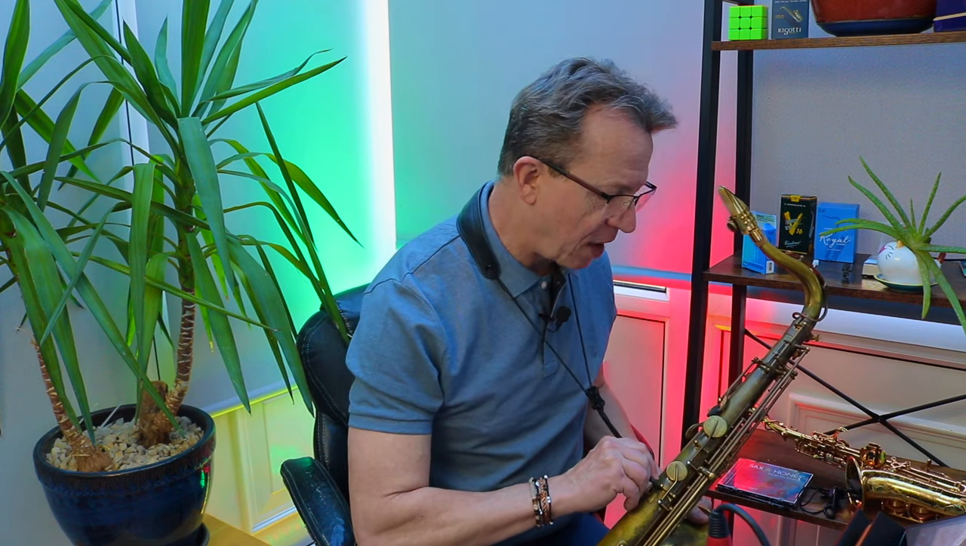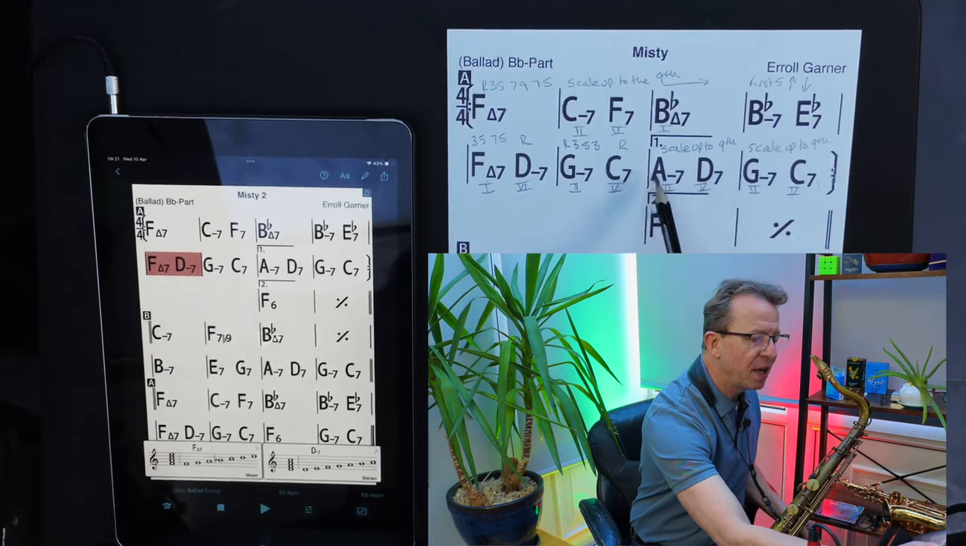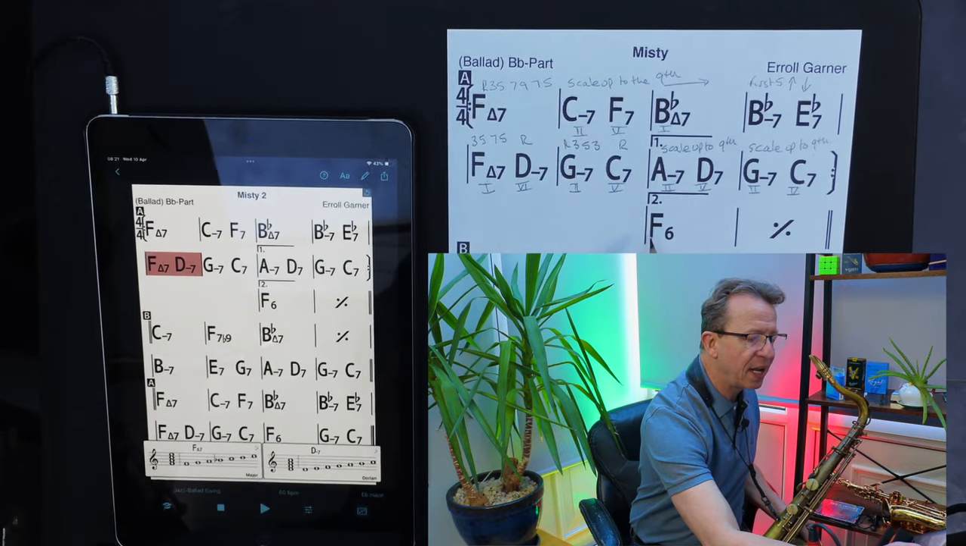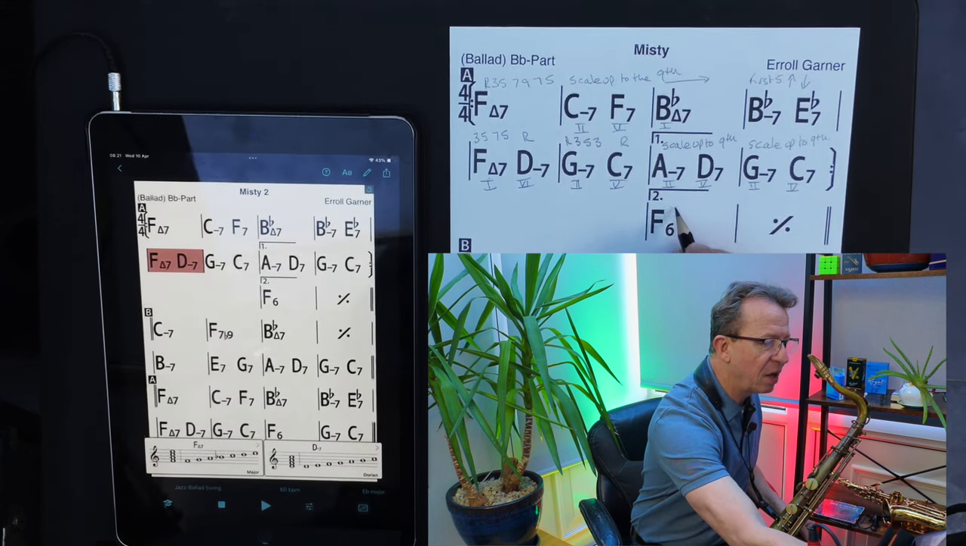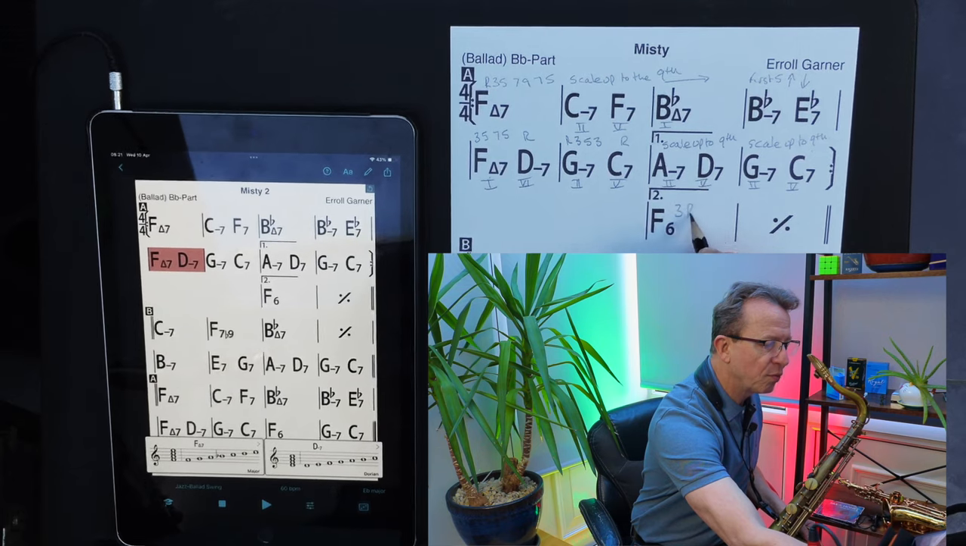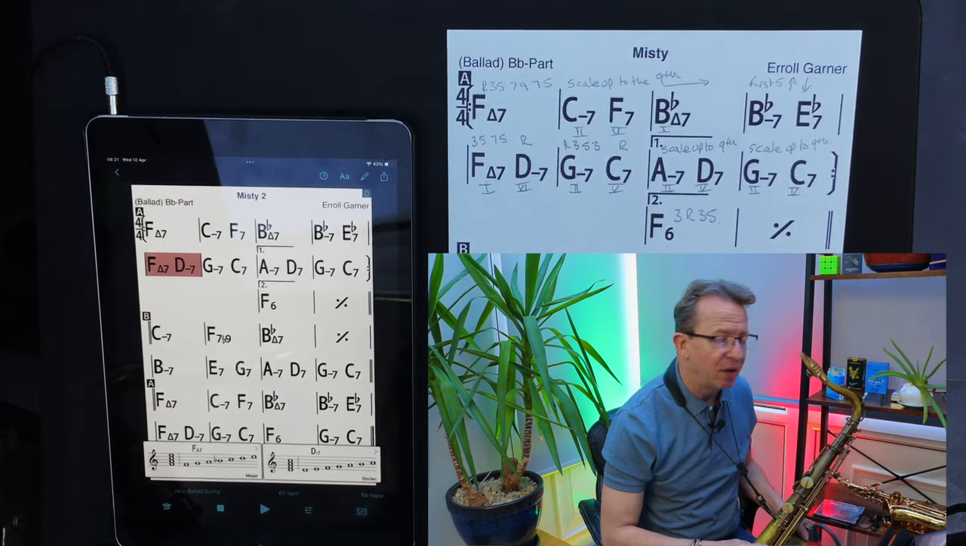Absolutely gorgeous. Sounds lovely. Then the only other thing that I've got to do is, because this all repeats, this is a repeat sign, so we're going to do it twice. The first time it ends with these chords, and the second time it finishes with this F6, which is another way of saying F major, and I'm going to play 3 root 3 and 5, and that is going to sound absolutely beautiful.